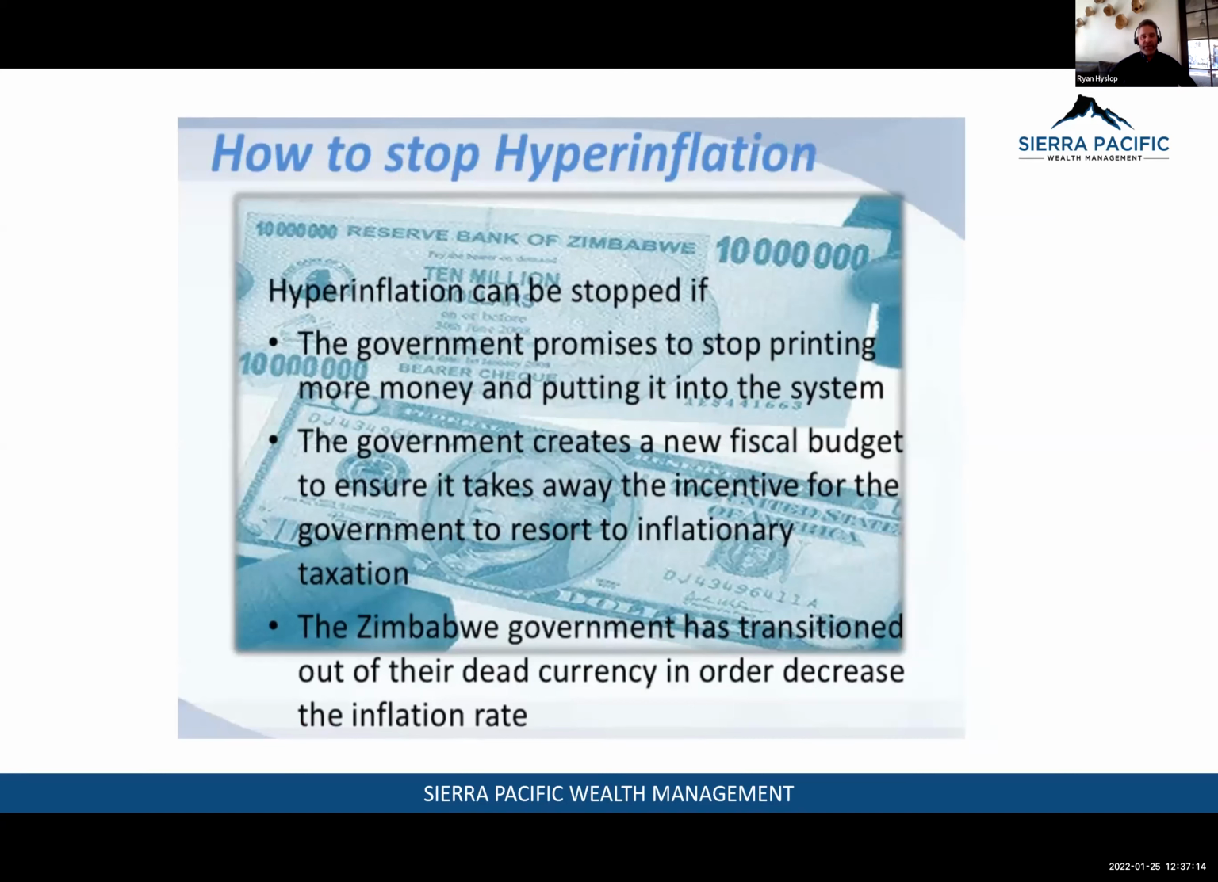So how do you stop hyperinflation? Well, essentially the currency collapses, right? And the government promises to stop printing more money. The government creates a new fiscal budget. Sure, it could take away the incentive for government to resort to inflationary taxation. The Zimbabwe government has transitioned out of their dead currency, meaning they literally got rid of the currency. So it didn't matter how much of it you had in the bank, it was worth zero. Okay, next slide.